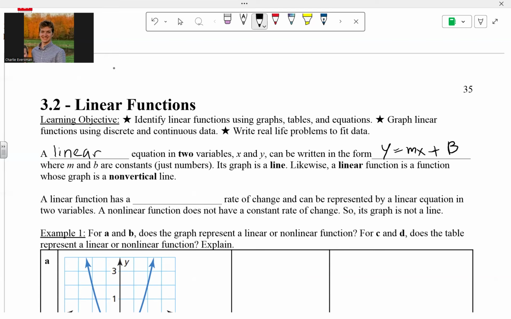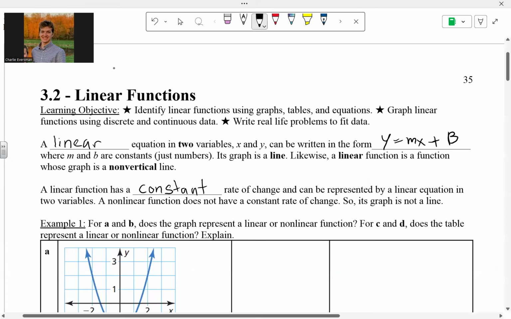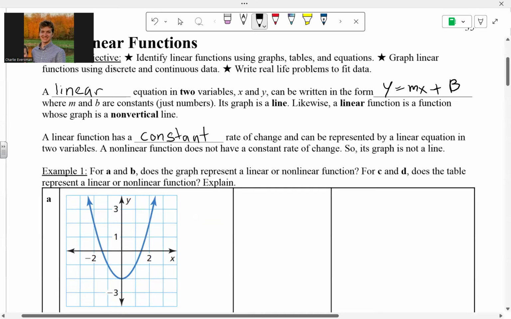Another feature of the linear function is its graph is just a line. If a function is not linear, then it's not going to look like a line. And then the last big thing here is that a linear function has a constant rate of change. Right? So we say that as I go from one output to the next, the change between the two is the same every time. And usually we're adding or subtracting the same number. We're not multiplying. We're not looking for multiplication.